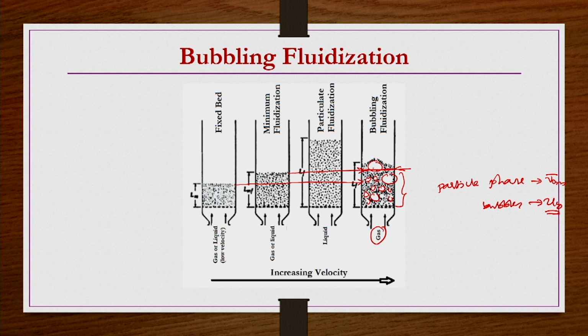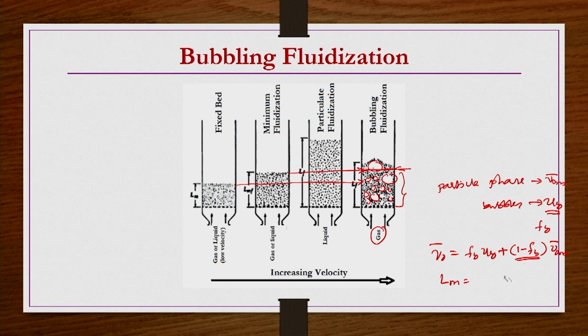So, if you know the volume fraction of the bubble, you can write the total superficial velocity as the bubble fraction multiplied by the average velocity of the bubble. The remaining fraction other than the bubble would be the particle fraction or the dense fraction. That would be 1 minus FB, and that dense phase is at minimum fluidization velocity conditions.